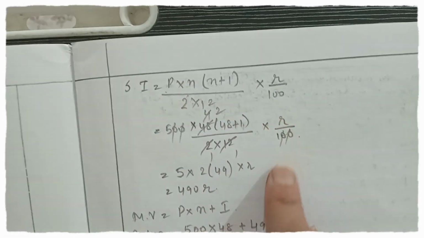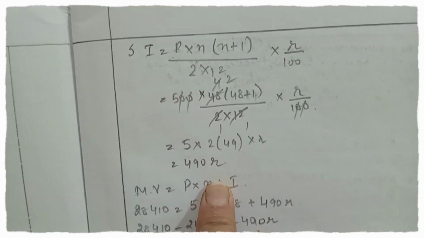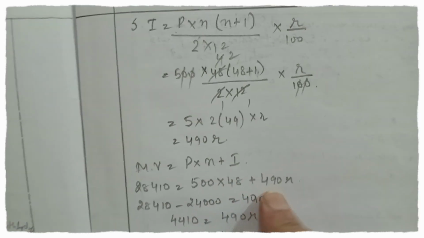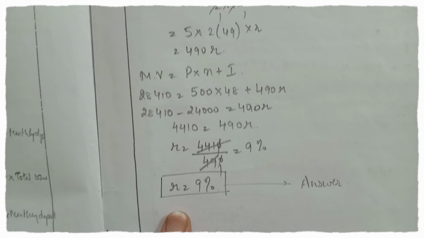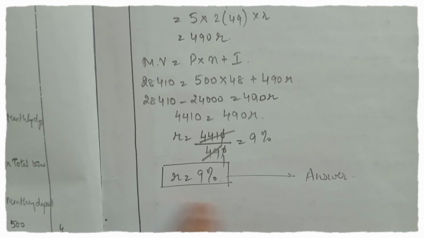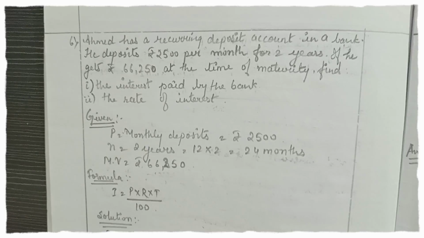The SI is to be calculated at the same time. You leave the sum over there itself and then you substitute. On substituting, you will be calculating the rate of interest by substituting in the sum. Further calculating it, we get R is equal to 9%.